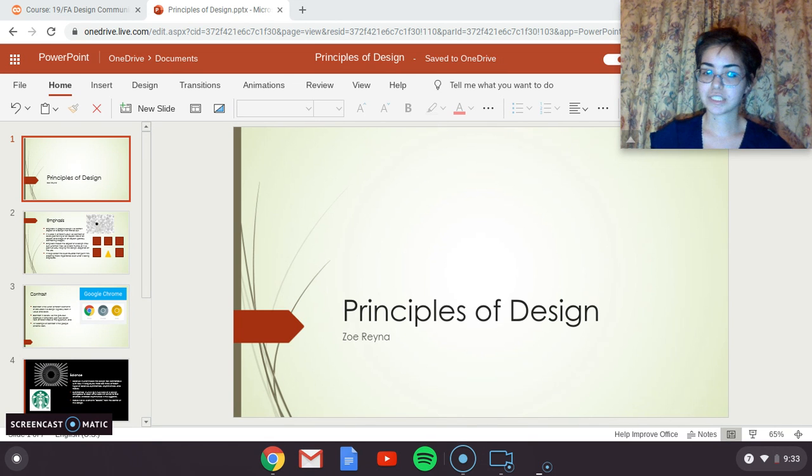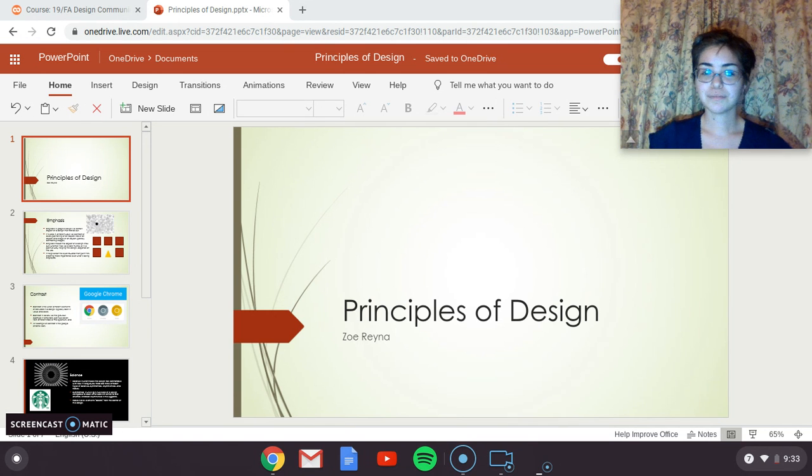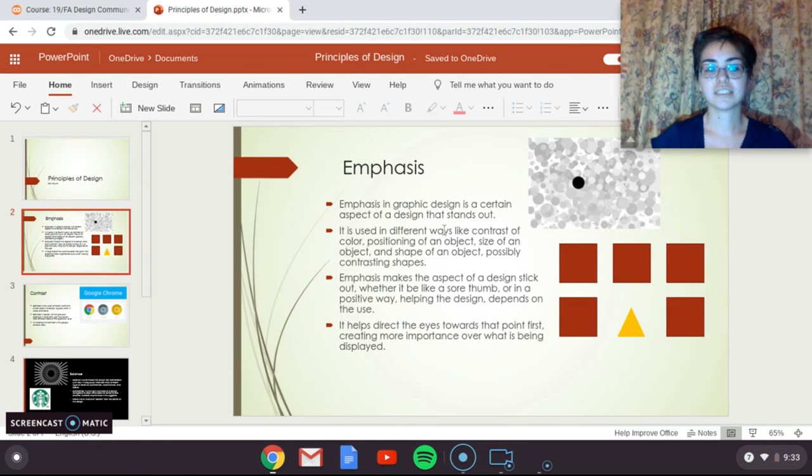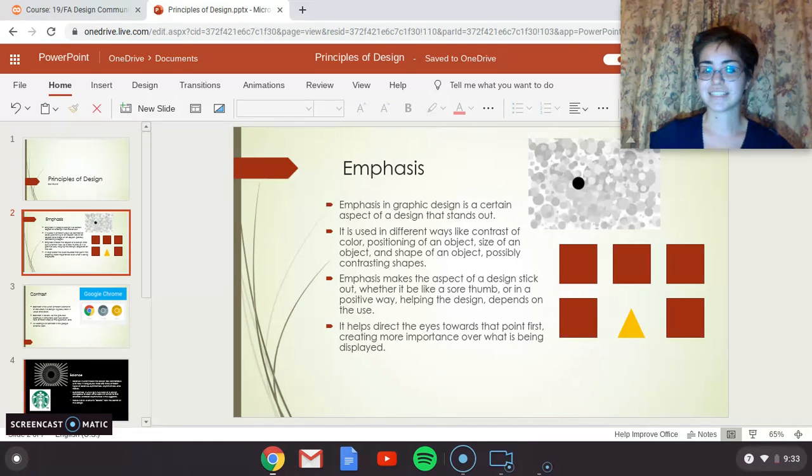There are 6 principles of design: emphasis, contrast, balance, movement, rhythm, and unity. The first one that I'm going to be going over is emphasis. Emphasis in graphic design is a certain aspect of a design that stands out.